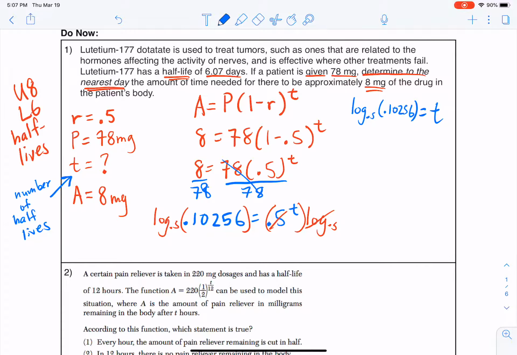Now, thinking back to a previous lesson, to input this in our calculator, we need to really do log of the argument, so log of 0.10256, and divide that by the log of 0.5 equals t. You won't be able to do this without a calculator, so let's go into Desmos and see what this gives us.